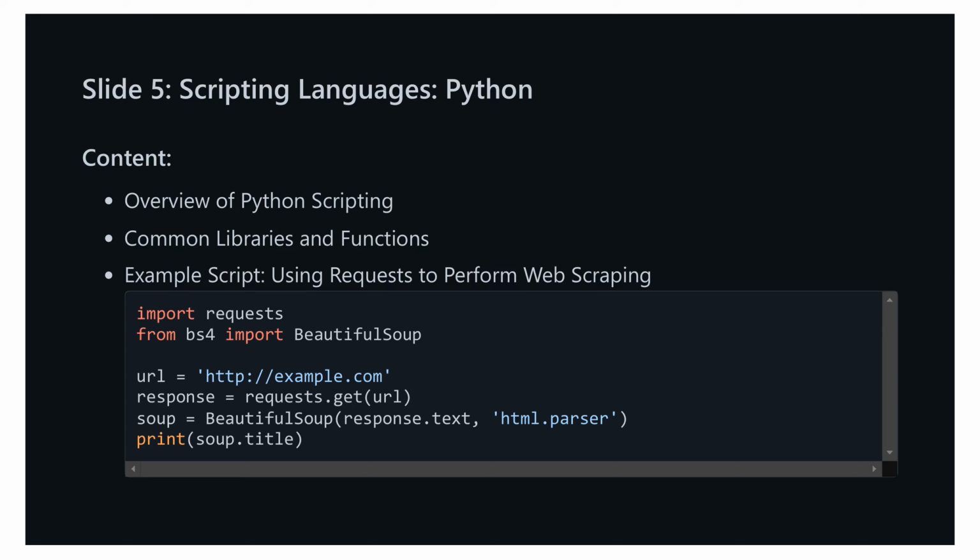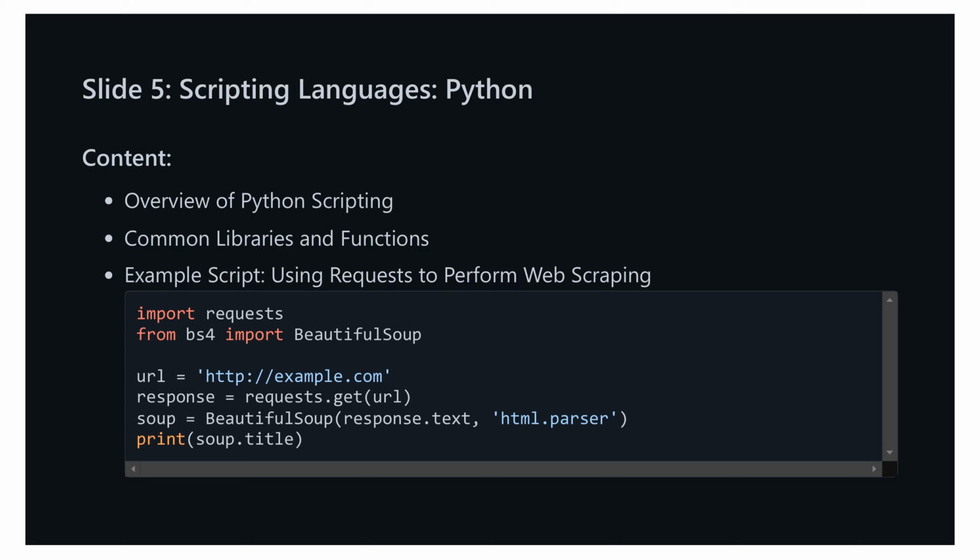In this script, 1. We define the URL to scrape. 2. We send an HTTP GET request to this URL using requests.get. 3. We parse the returned HTML content with Beautiful Soup and specify html.parser as the parser. Finally, we extract and print the title of the page using soup.title. This simple example showcases how Python, combined with powerful libraries, can efficiently automate tasks such as web scraping with minimal code.